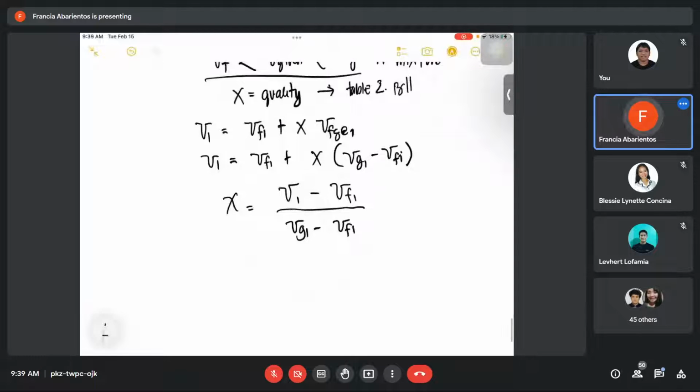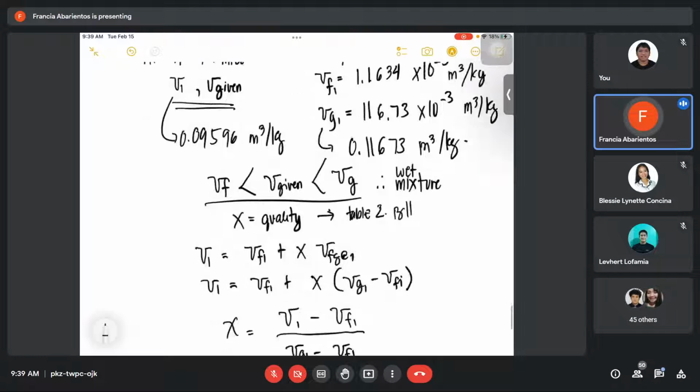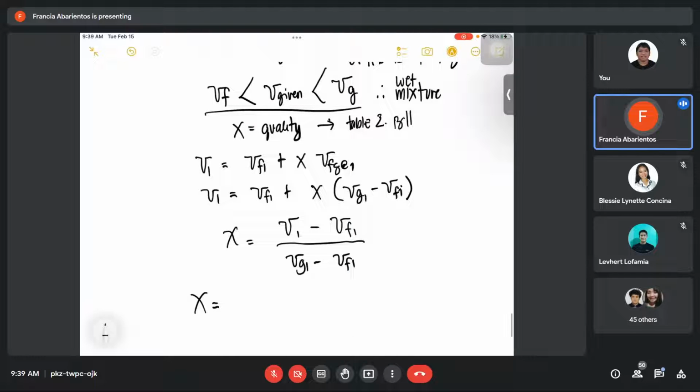Yung quality mo, paano pagkuha ng quality mo? Yung V1 mo, ano yung V1 natin? V1 class, 0.0 given yun class. So, gagamitin ng 0.09596. Ayan ganyan yung pag-present nyo ng answer sa akin class ha. VF1, 0.11634 cubic meter per kilogram.